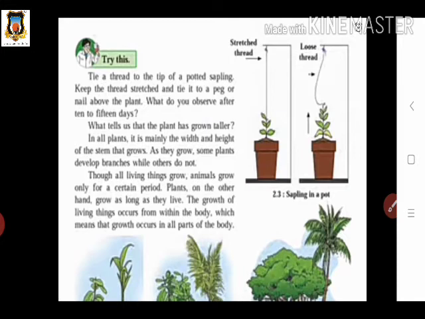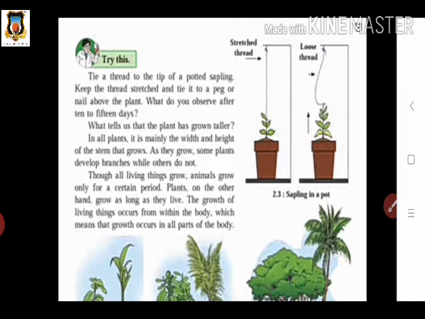As they grow, some plants develop branches while others do not. Means in some plants, what happens? The plant grows in a vertical way. That is, only the stem grows. The height of the stem increases.